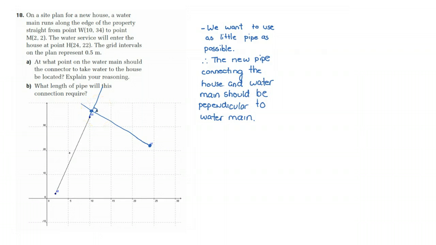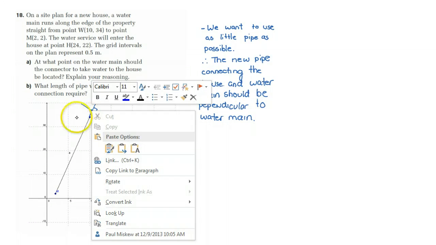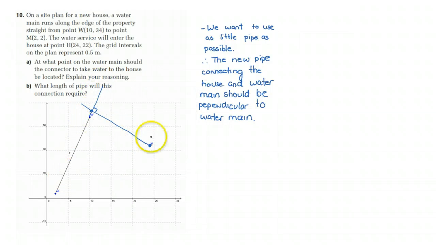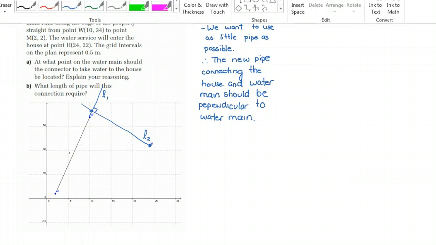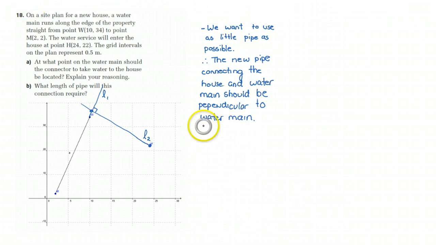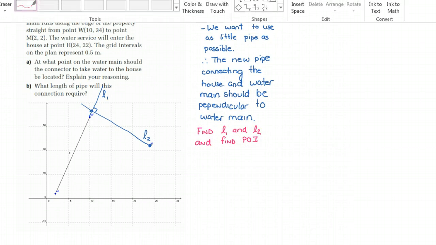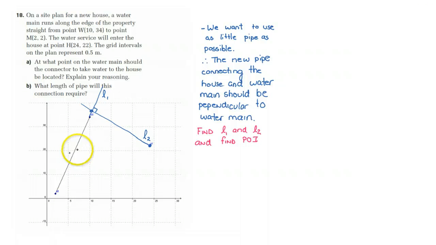If we want to find the point where this new pipe intersects with the water main, I can think of this as a system of equations problem. If we think of the water main as line 1 and my new pipe as line 2, we can get the equations of those two lines and then find the point of intersection. So we're going to find L1 and L2 and find the point of intersection.